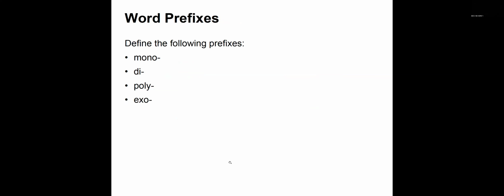Word prefixes. These are very straightforward word prefixes I want you to find. Mono means one. So monocyte: a single white blood cell. Di means two. So disaccharide would be two units of sugar. Poly, meaning many: polysaccharide, multiple carbohydrate units. Exo, meaning outward. So exocrine: glands that secrete outwards.